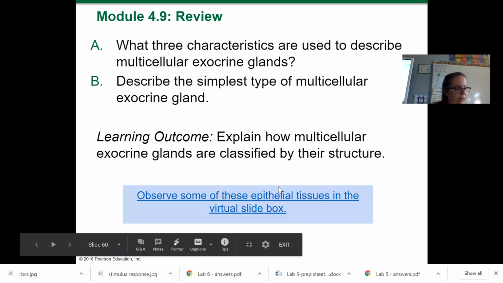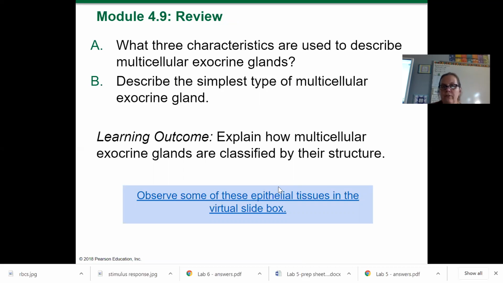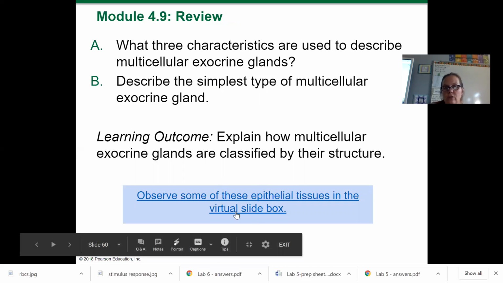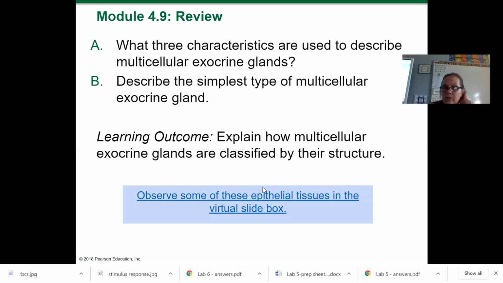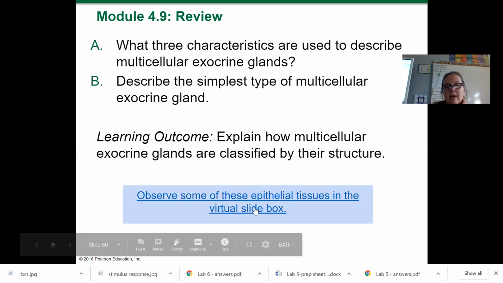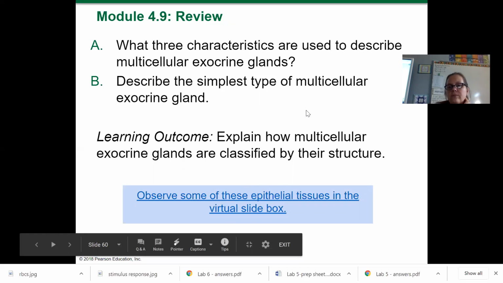Okay, so along with filling in the rest of your graphic organizer for the epithelial section, you're going to want to observe some of these tissues in the virtual slide box. We will be looking at it in lab, whether you are virtual or in person, but here is a preview of some of those.